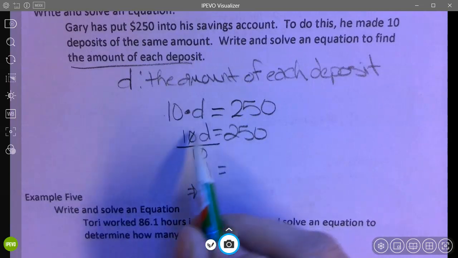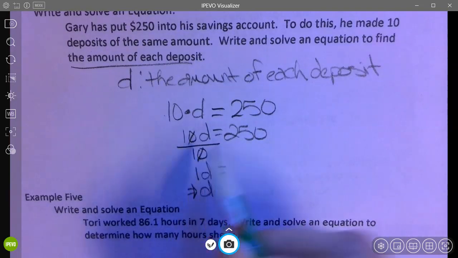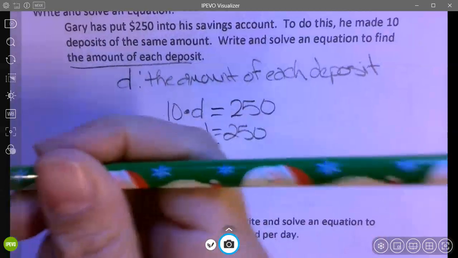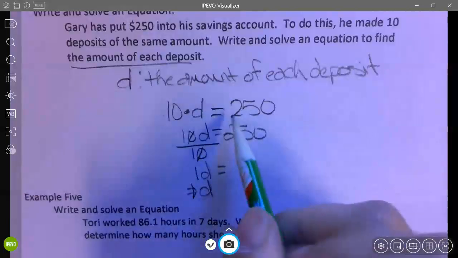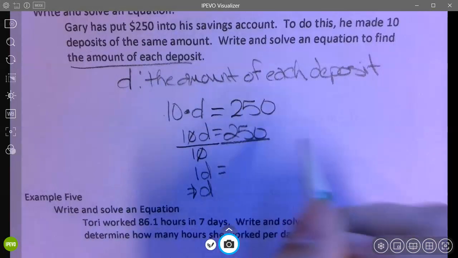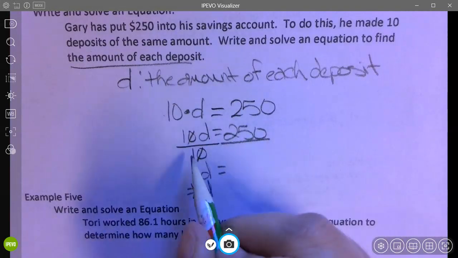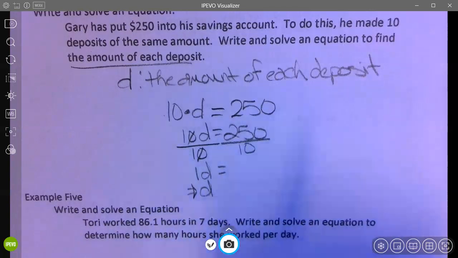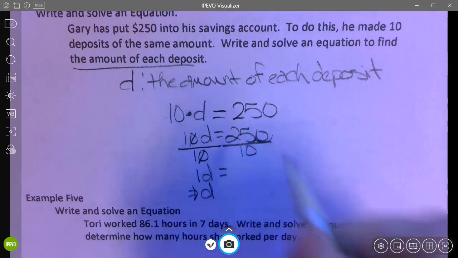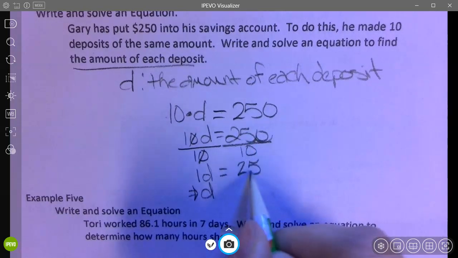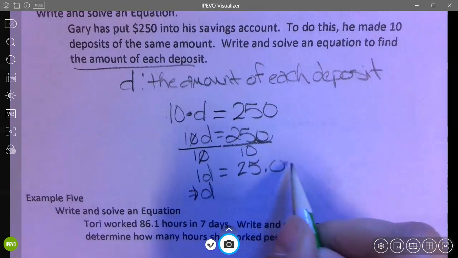Now, as soon as I divided the one side by 10, I took that equation that was perfectly balanced and made it unbalanced. So I have to do the exact same thing to the other side to keep it balanced. I divided this side by 10, so I need to divide this side by 10. And I know when I divide by 10, I'm just moving my decimal over one place to the left.